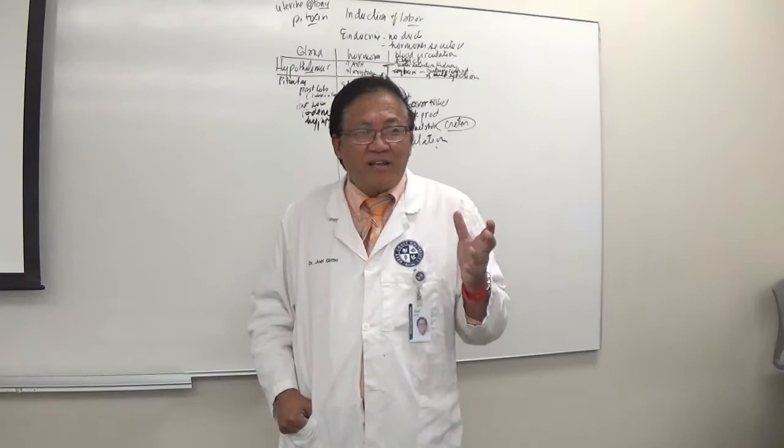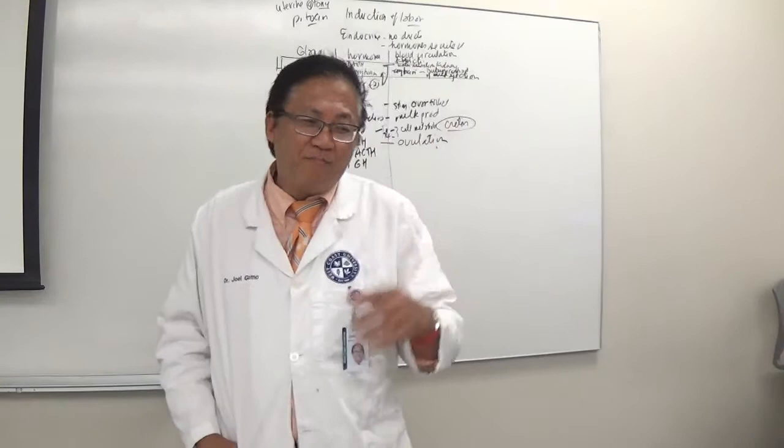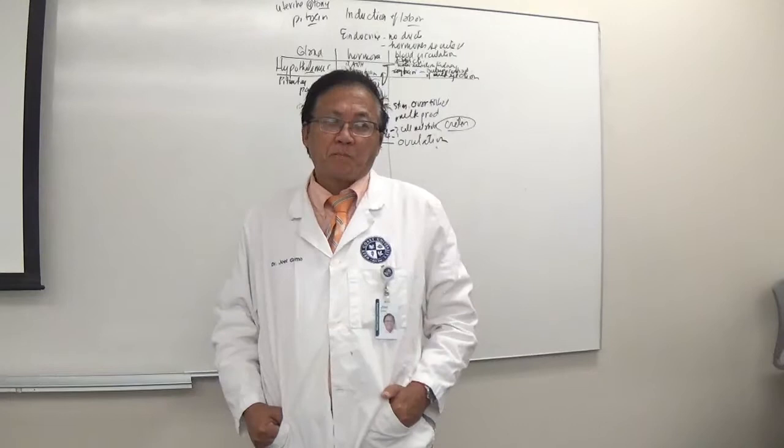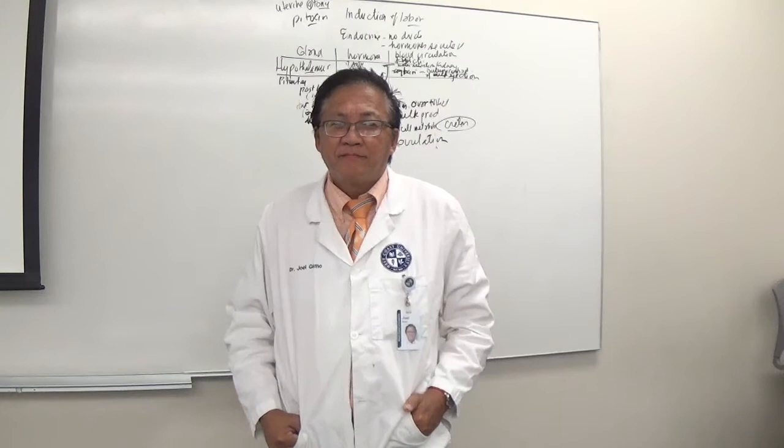When is the egg released? Every woman in this room should know. Every month. I know every month, but exactly when? 14 days after. Very good. 14 days after the first day of menstrual period. And it's the best time to have sex and get pregnant. Right? Remember, how many days? 14. After what? Your first day of menstrual bleeding, because that is accurate.